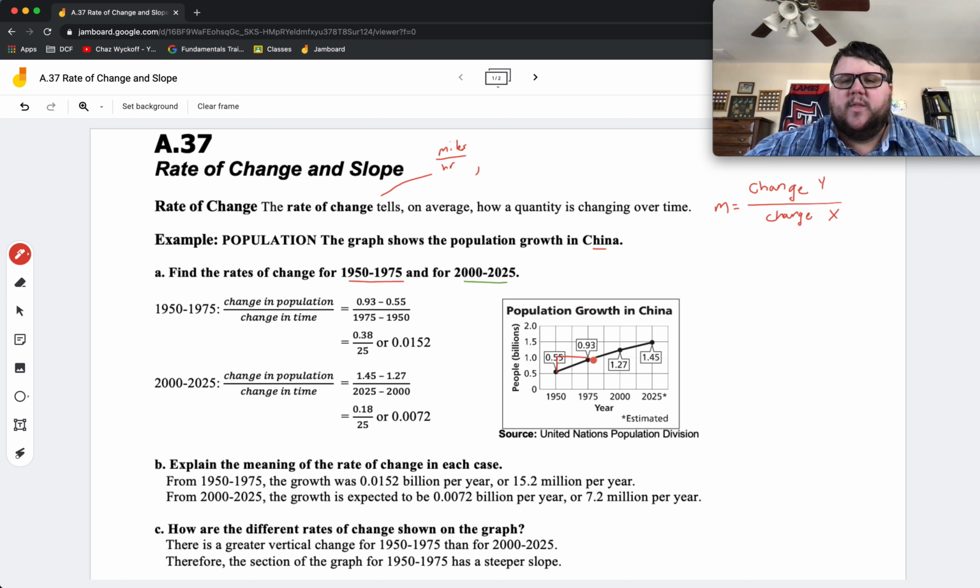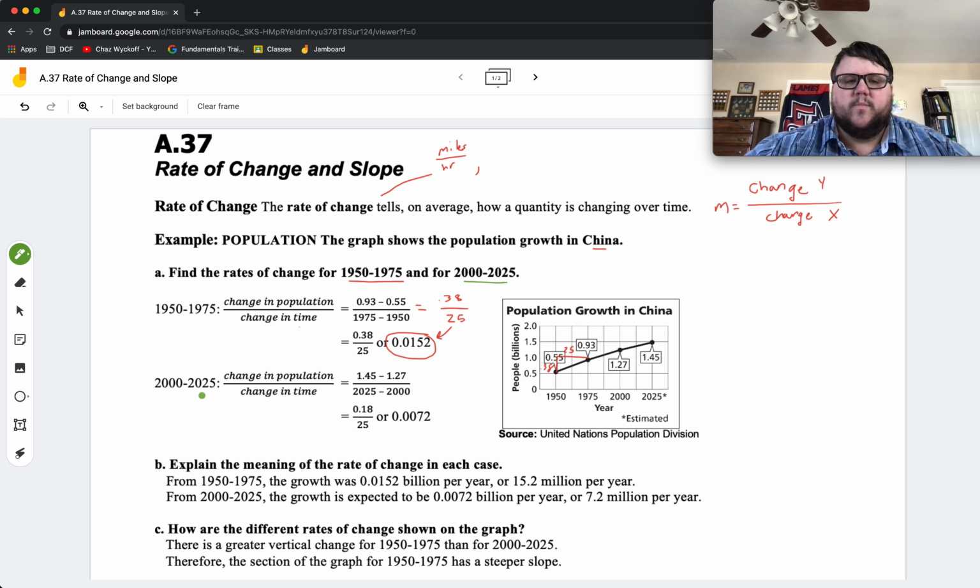So 0.93 minus 0.55, that's our vertical. That's going to give us 0.38. So we've got 0.38 over our run, how many years went by. From 1950 to 1975 is 25 years. So what we have is 0.38 divided by 25, which equals 0.0152. And that's the rate of change from 1950 to 1975.